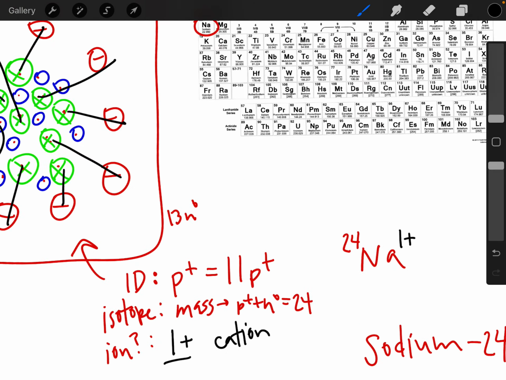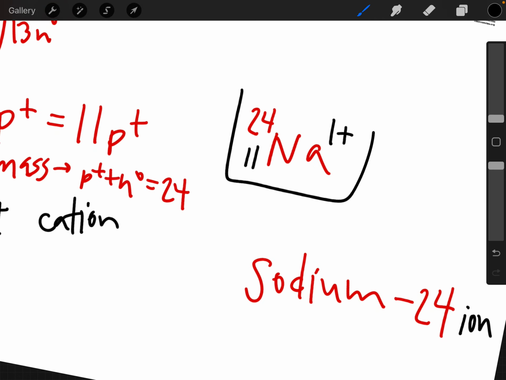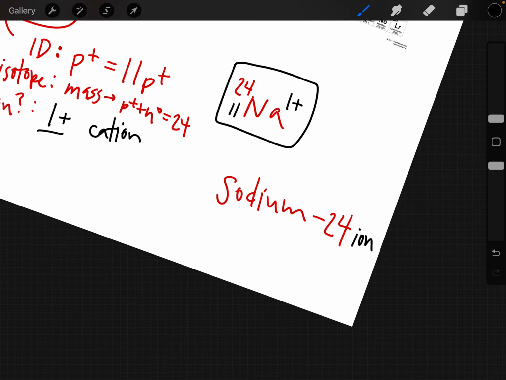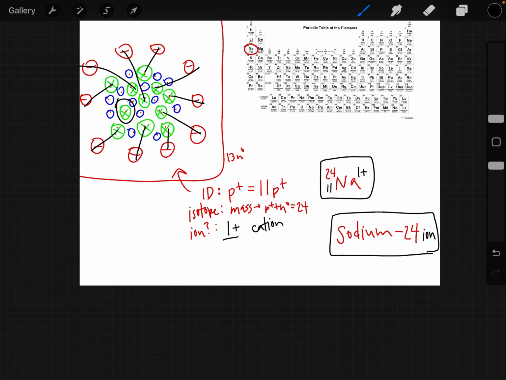If you want to be extra, you can go ahead and write the atomic number down there at the bottom if that makes you feel better, but it's not technically required because you should just know that sodium has 11 protons. But then I would be able to appropriately identify this atom.